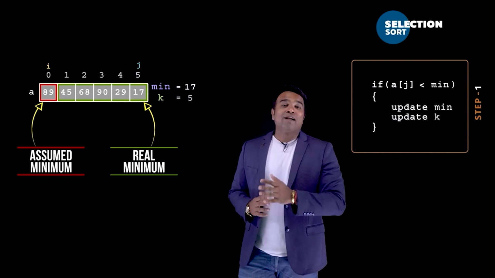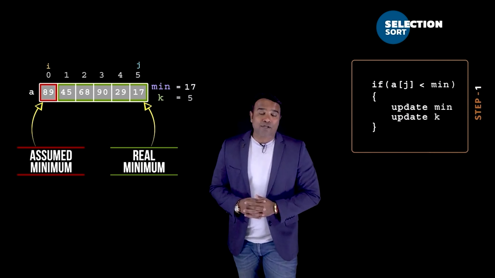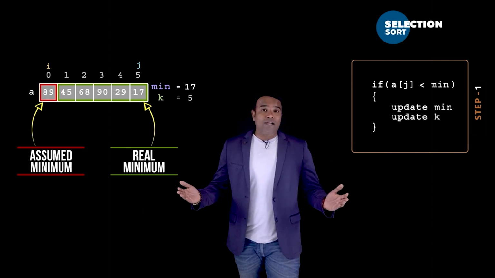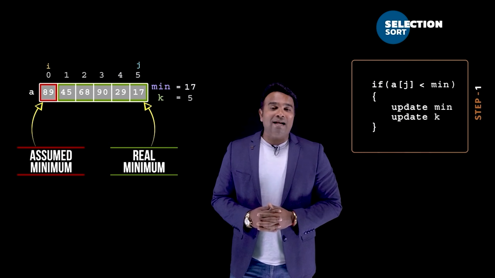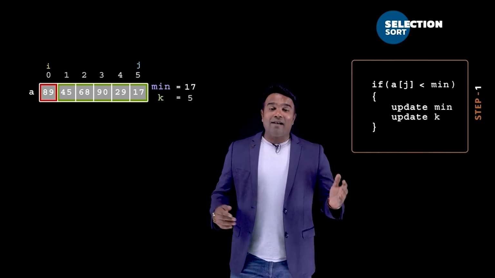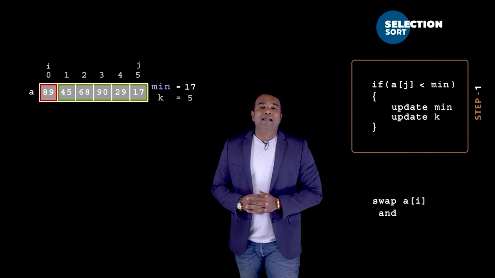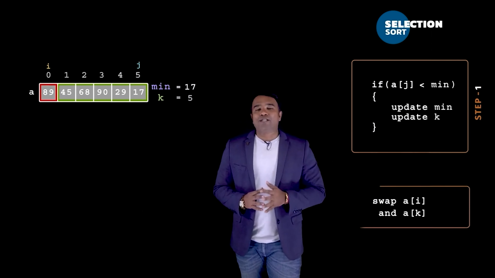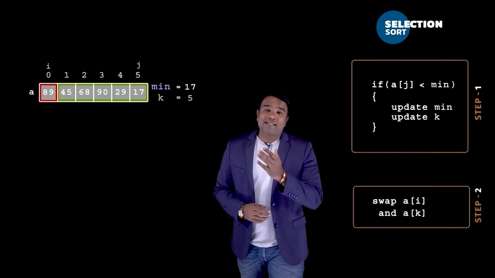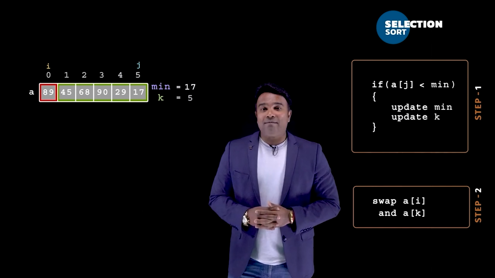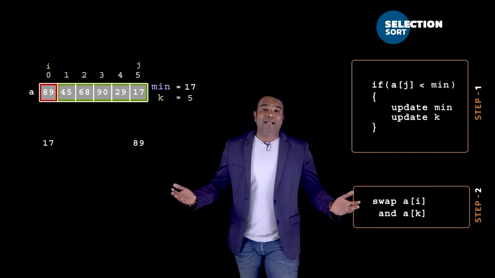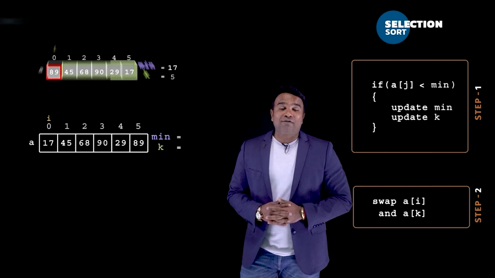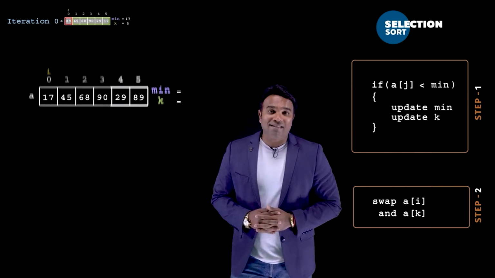And then I'm sure you recollect that in the previous episode I had told you that once you find the real minimum, what you have to do is to swap the assumed minimum and the real minimum, which means that I will have to swap a of i and a of k. That is what is being told here, and you know that a of i happens to be 89 and a of k happens to be 17, and when I'll swap it, this is what happens. And then the remaining numbers are as they are, after which I'll have to go to the next iteration.